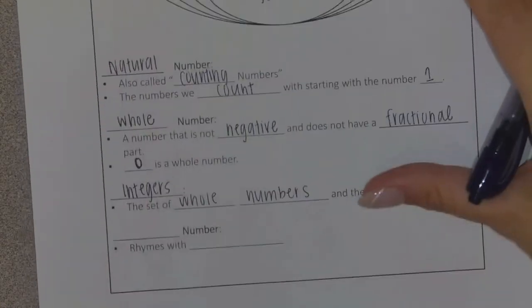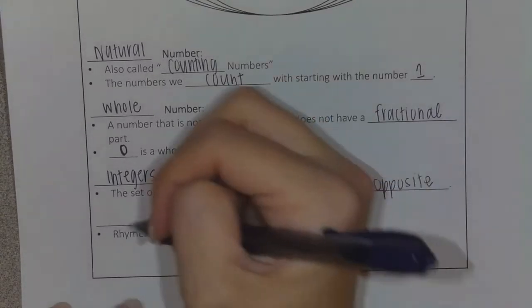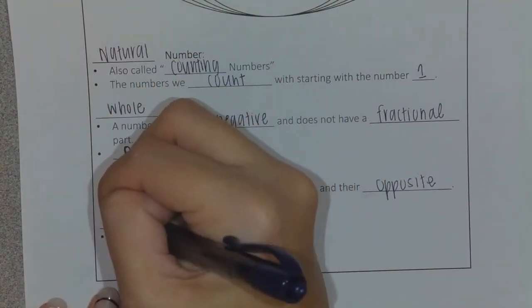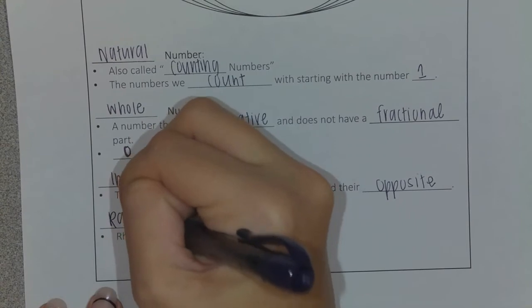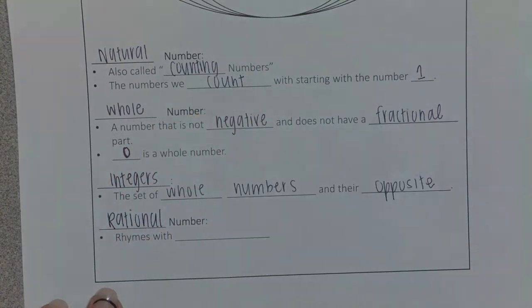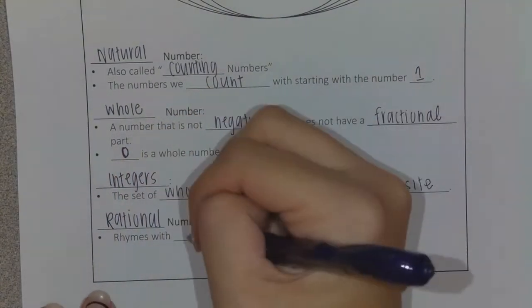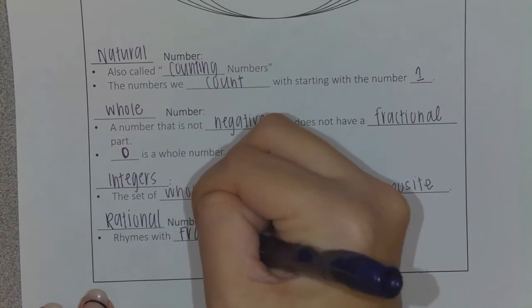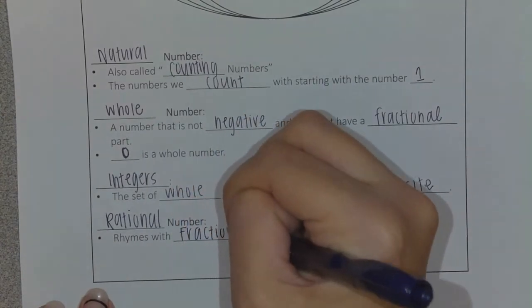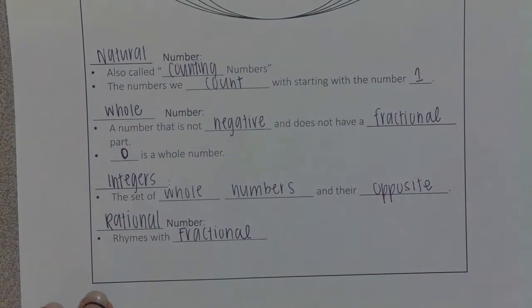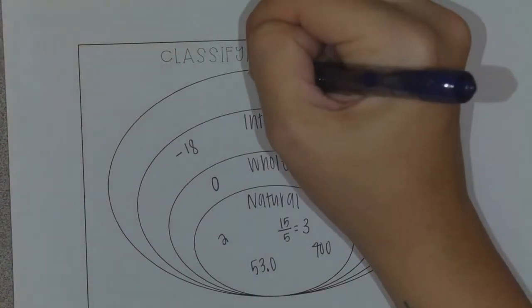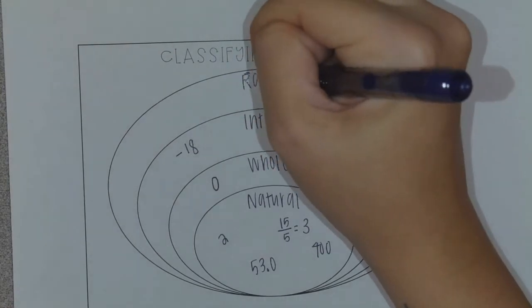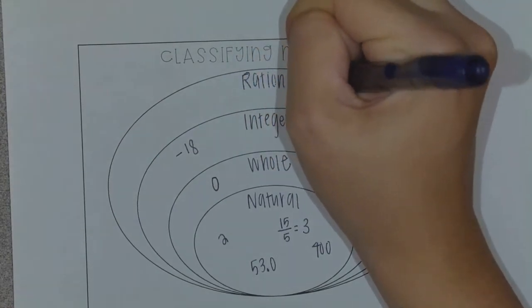And last but not least, every single number that we talk about in the 5th and 6th grade is a rational number. Now, the way that I like to remember what a rational number is, the word rational rhymes with fractional. So our rational numbers, if it's just a rational number and it can't be classified as anything else, it's because they have what we call a fractional part.